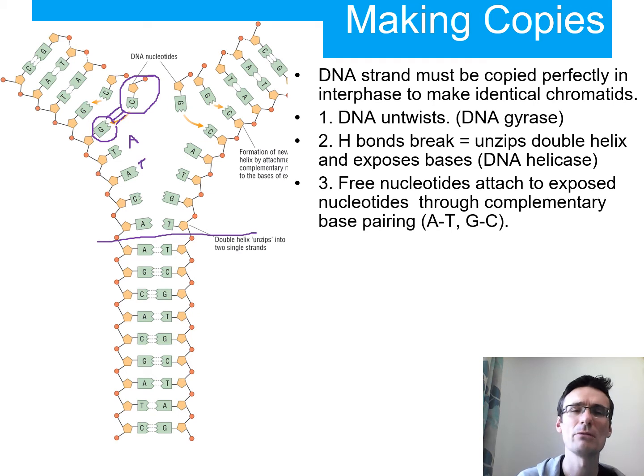Whilst it's obviously complementary base pairs, it is a free nucleotide because there's a phosphate, a sugar, and an organic base. So this is the point where, as I said in the last test, you always need to mention the idea of complementary base pairing. So say A to T, adenine to thymine, G to C, because it may well be worth an extra mark for you.